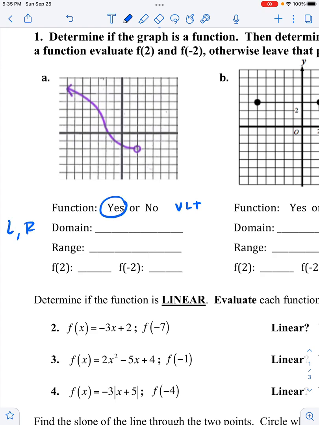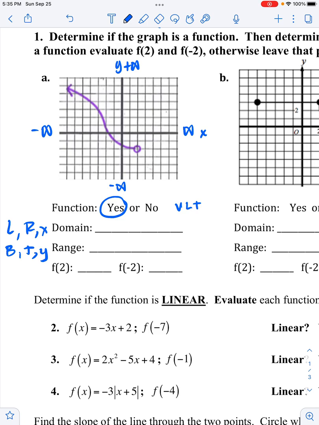Domain goes from left to right, range goes from bottom to top. Domain uses x's and range uses y's. Keep in mind that the y's go up and down. Positive infinity is up, negative infinity is down. X's go left to right, positive infinity is right, negative infinity is left.